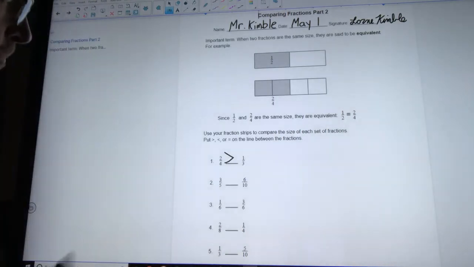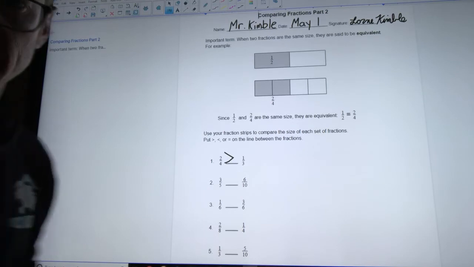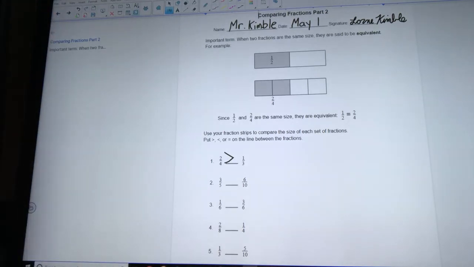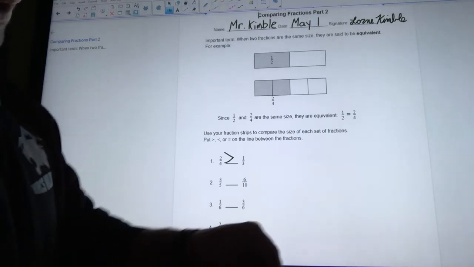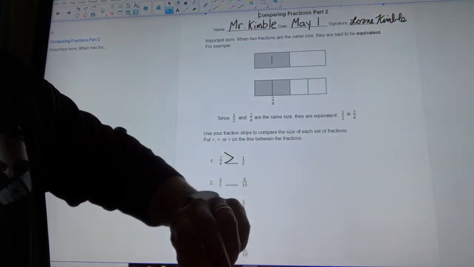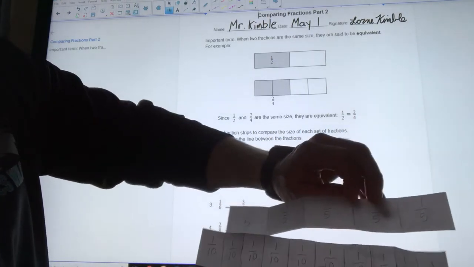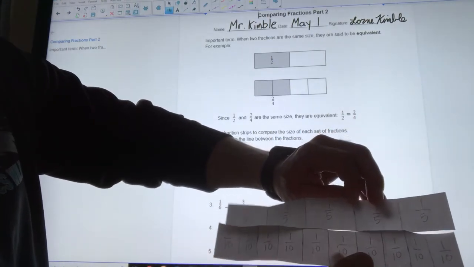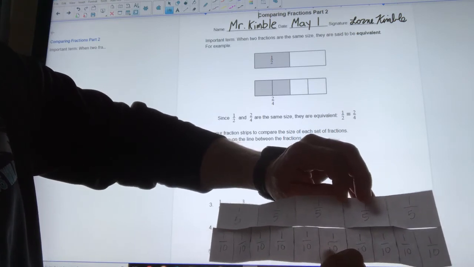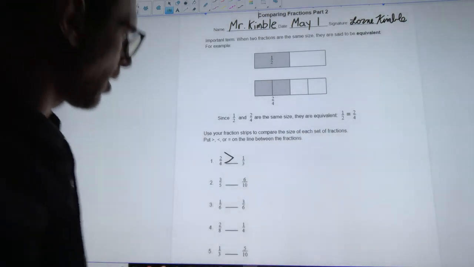Okay? For the second one, 3/5 and 6/10, I would take out my fifths and my tenths. And if I look at 3/5 on here, that's this big from here to here. And 6/10, 1, 2, 3, 4, 5, 6/10 is this big on here. If I look at that, I'll see that they are actually exactly the same size. 3/5 and 6/10 are equal.